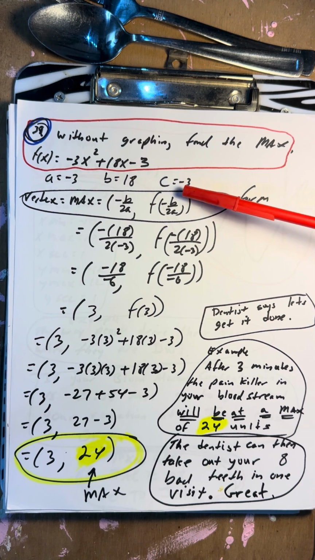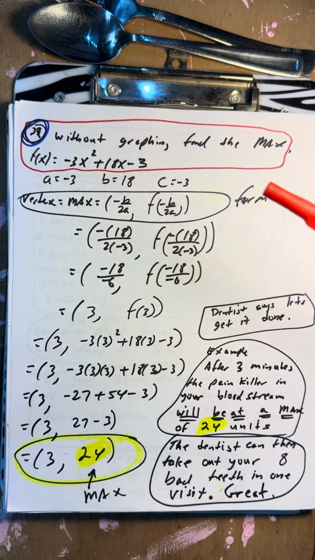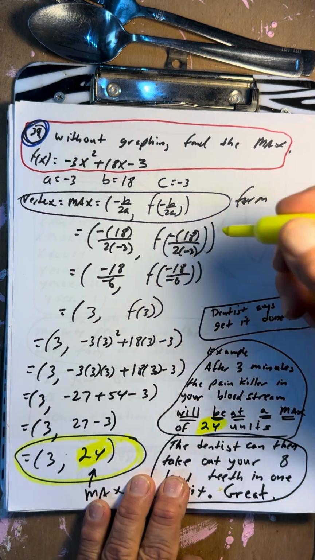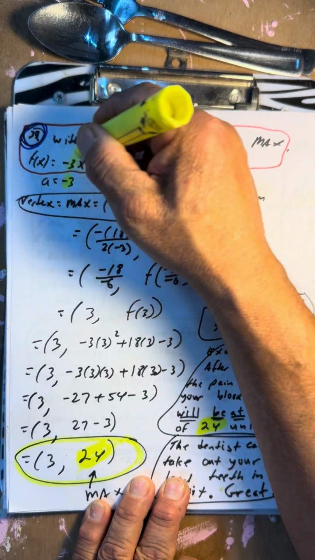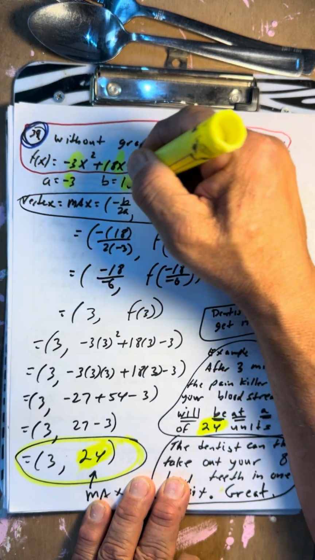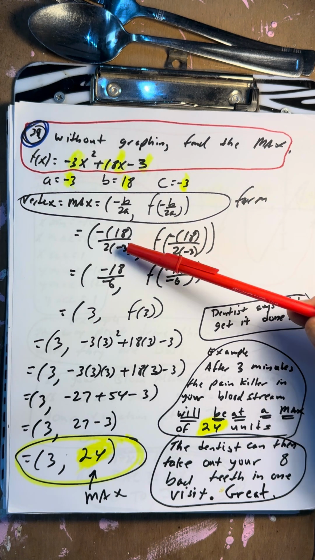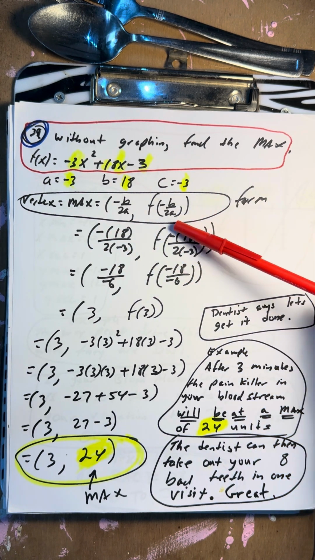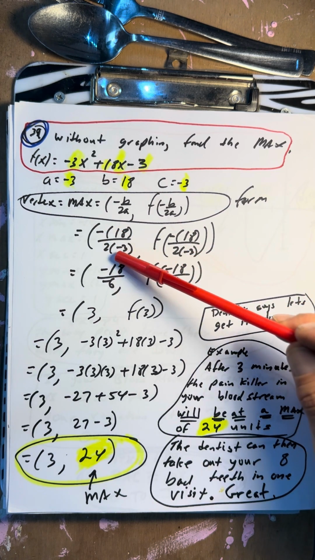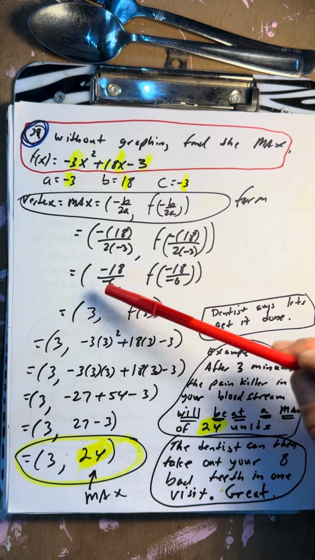So negative b over 2a. There's a, b, c again. Let me highlight it for you. A, b, and c. I got them from there, just in case you don't see where I get these guys from. There they are. So now, put them in there. Negative 18 over 2 times negative 3. Negative 18 over negative 6. That's going to be 3.